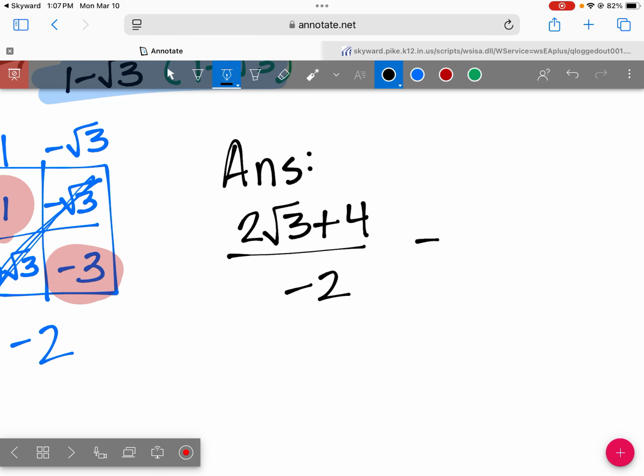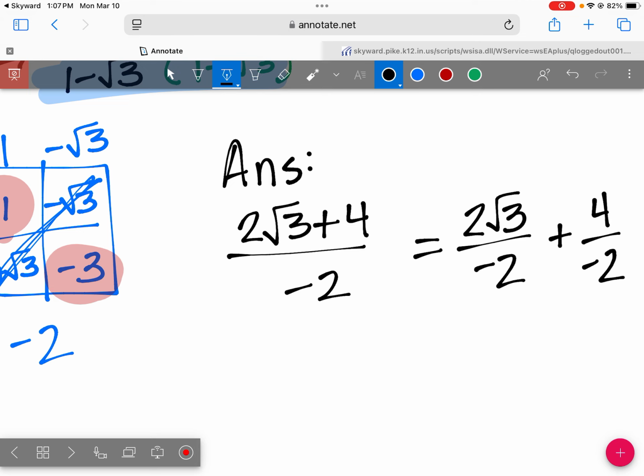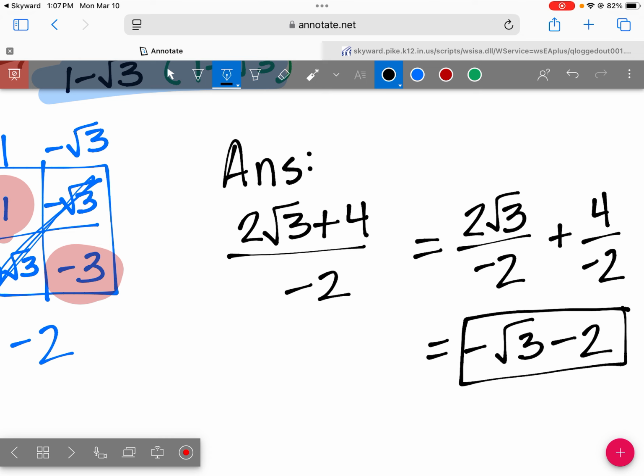So we got to do 2 root 3 over negative 2. I'm just splitting my fraction apart. So my final answer would be a negative root 3 minus 2. Now this answer, that's 5 out of 5.